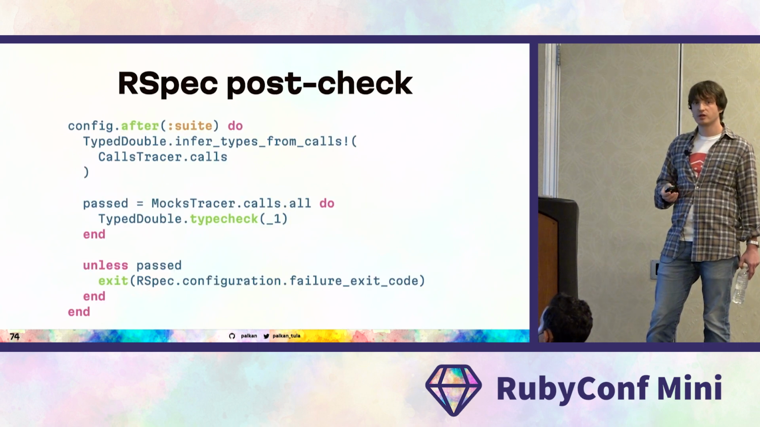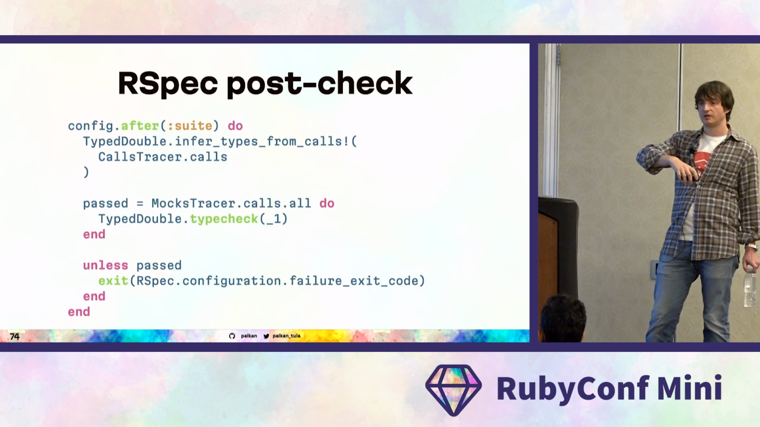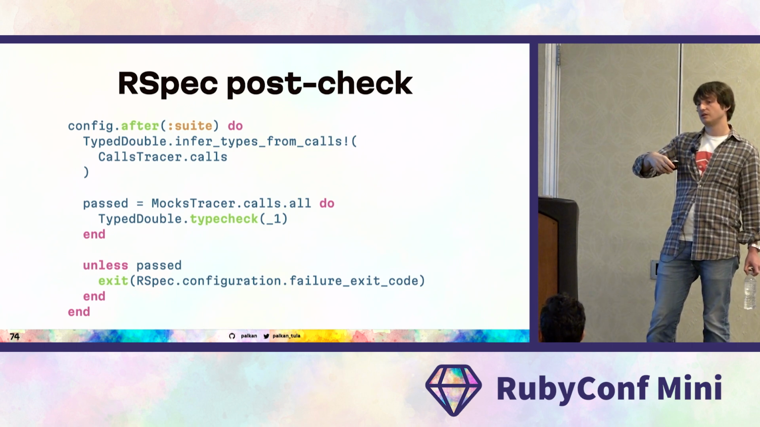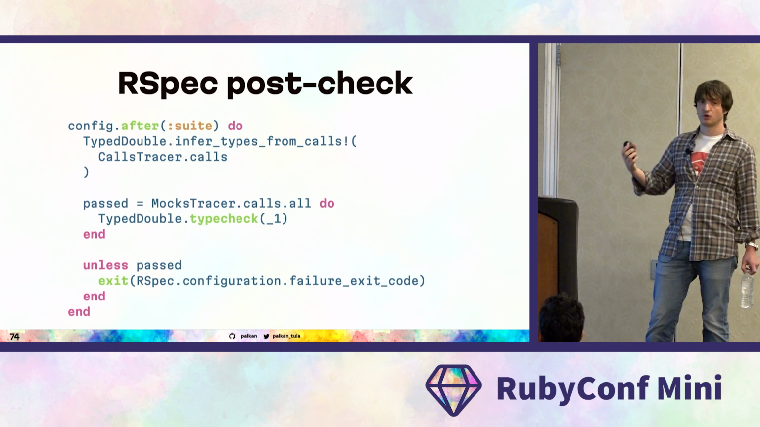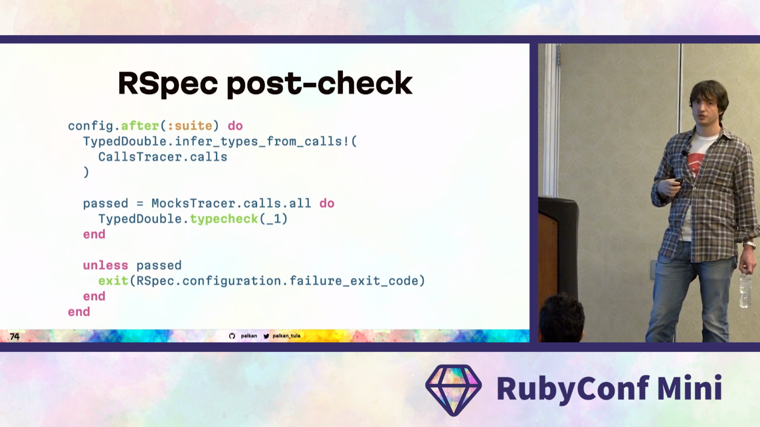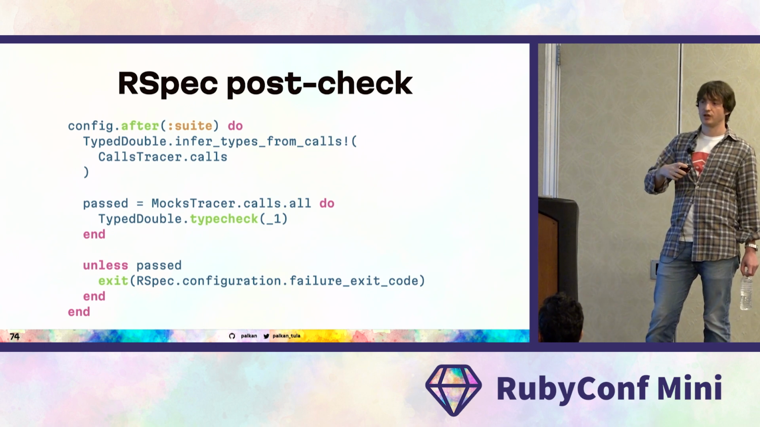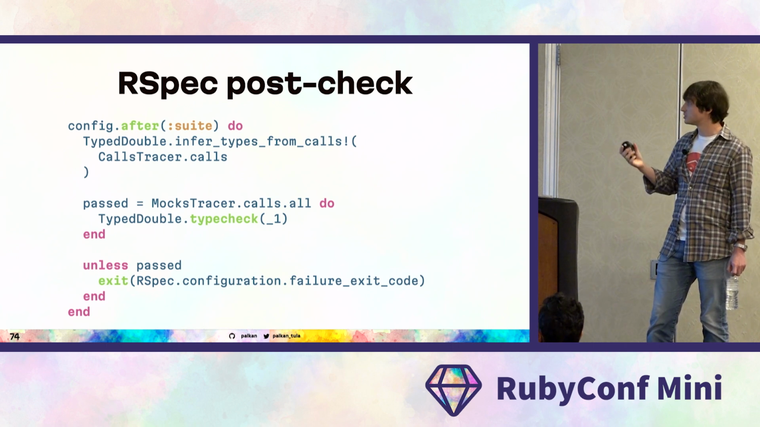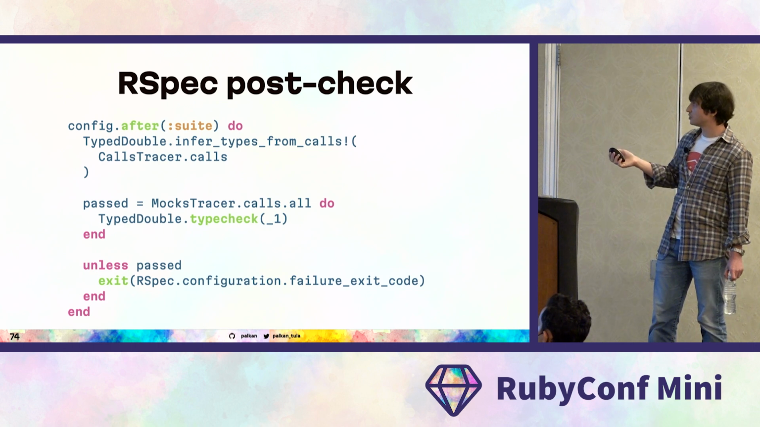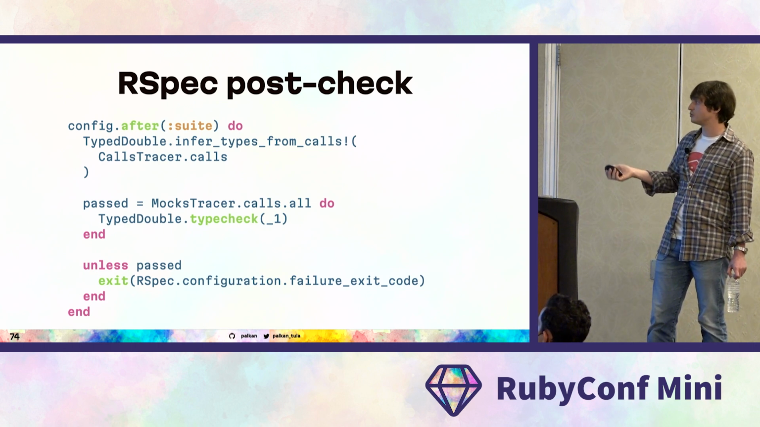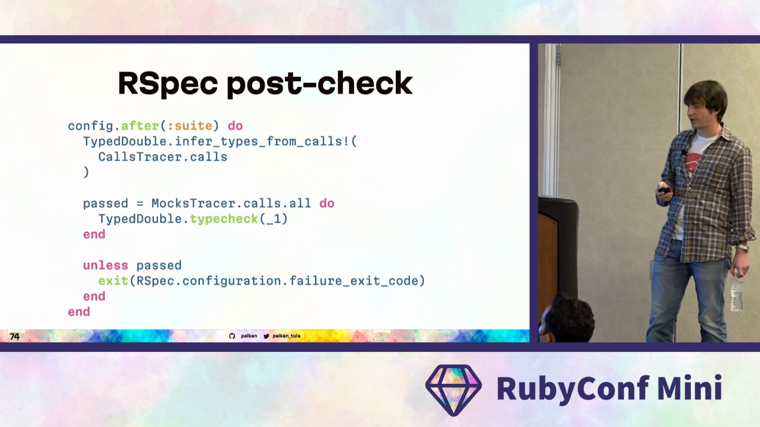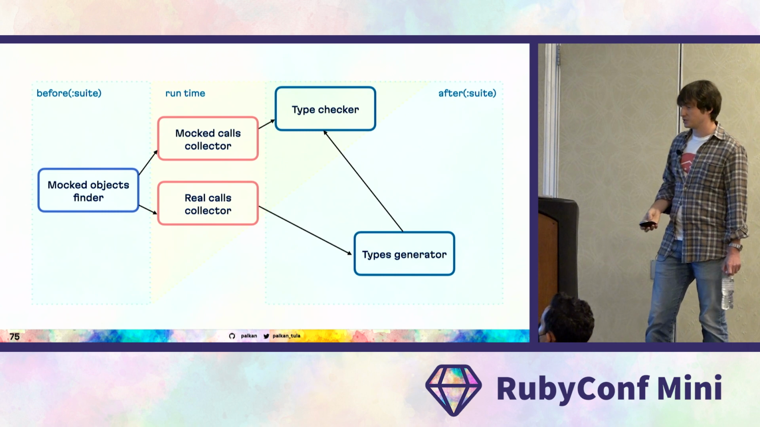Finally, since we collect call traces and mocked calls concurrently now, we cannot just verify a mock right at the time it was called, because we might not have call traces for the corresponding real object yet. That's why we move the verification to the post-run phase. So we do that after a switch, just a few things. We infer types, we do type checks, and we fail if not all type checks passed. The overall diagram is like this.